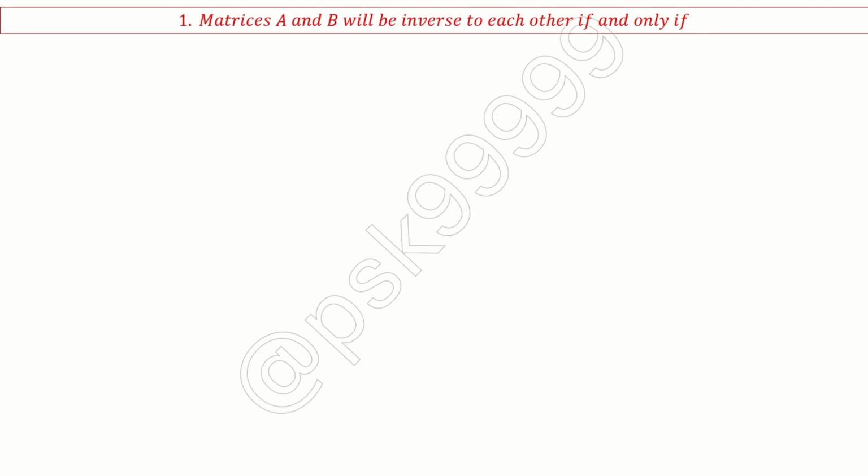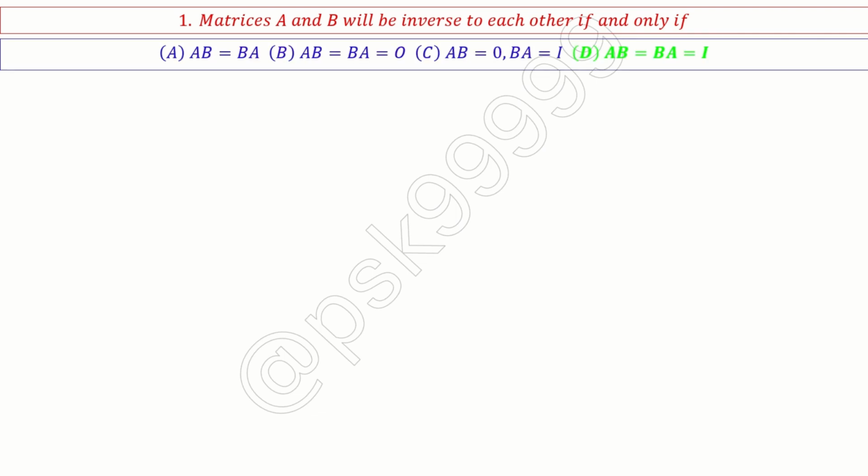This is a straightforward question. If and only if AB equal to BA, that's correct, but not complete. AB equal to BA equal to 0, that is wrong. AB is 0, BA is I, no. AB equal to BA equal to I, that is the complete definition of inverse of a matrix.